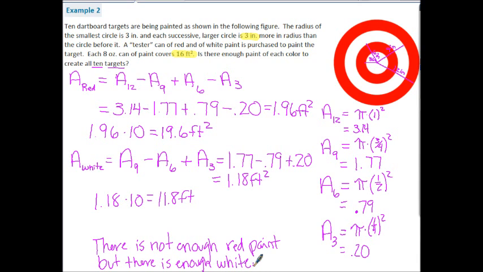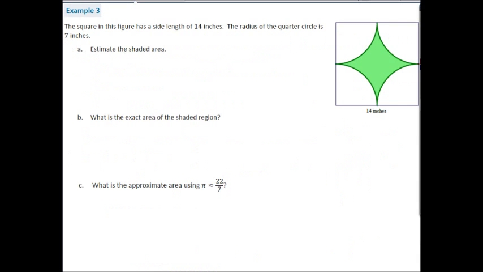So probably the most difficult aspect of this problem is thinking about how you would set up finding the areas of how much paint you're going to use. So you have to think about when you are finding the area, it's the entire circle. So you take out the center, you're taking out everything in here as well. So I think that's the most difficult aspect of this problem. Let's take a look at one more example.